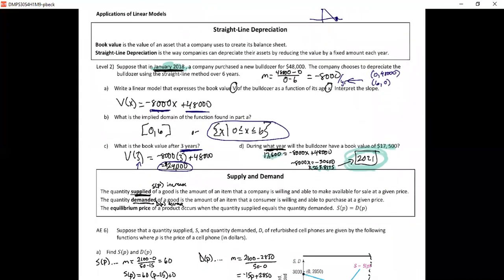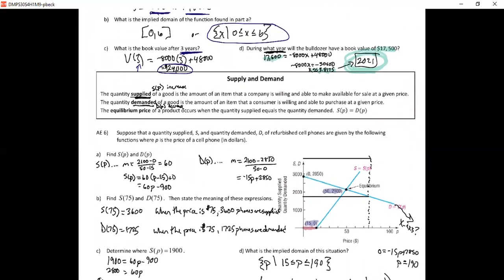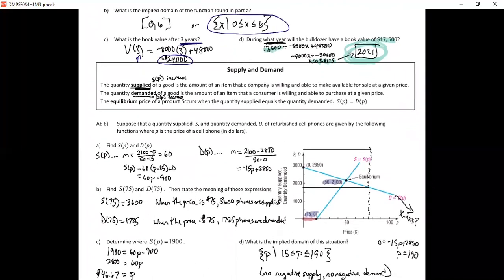I did mention there's a big business flavor, so supply and demand. One of the nice things about supply and demand is they tend to be linear functions as well, or we could look at them as linear functions. Now, quantity supplied is the amount of a good or an item that a company is willing and able. Anybody who knows anything about econ, willing and able is going to be a very key word there.